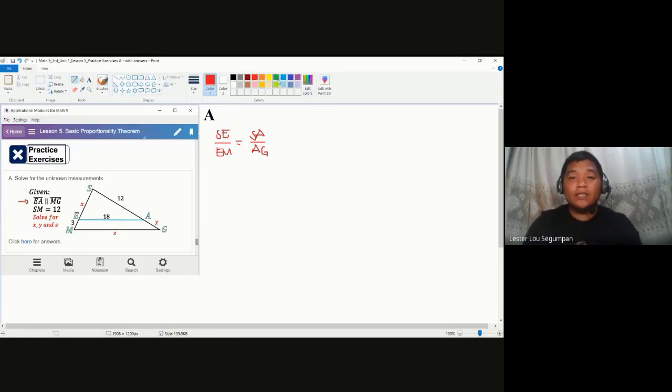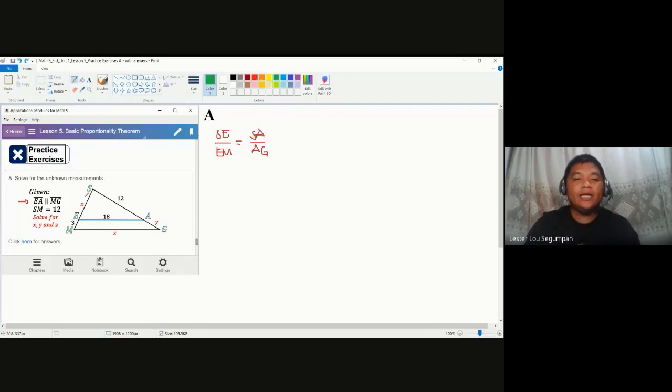However, please do not assume that this is also proportional to EA and MG. It's not, because these are just segments. SE and SA are sides of the smaller triangle, but EM and AG are only this area here. They are not sides of a triangle, so we cannot assume this. Once we are assured that EA is parallel to MG, we can come up with this relationship.